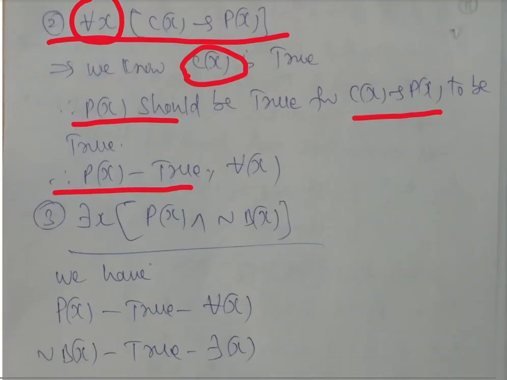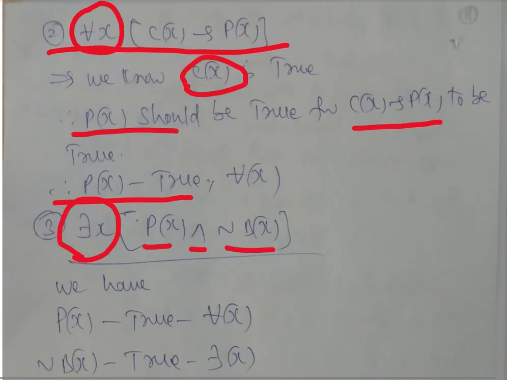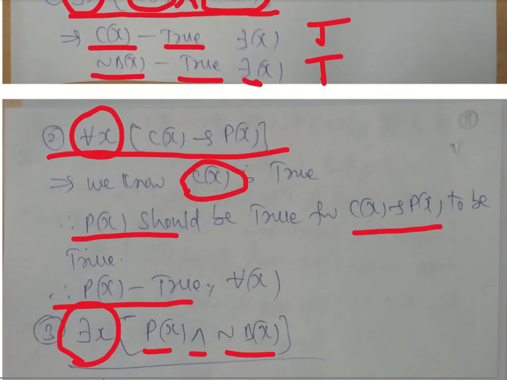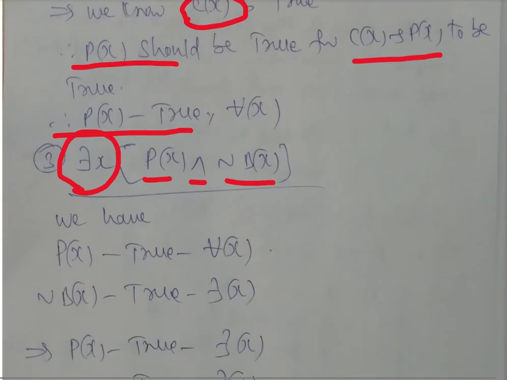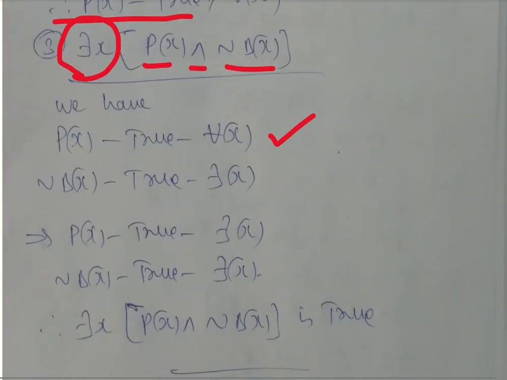Next, what do we have to infer now? For some x, can we have p of x and negation of b of x as true or false, whatever it is? Let us see what we are going to get now. We know that from 1 and 2, p of x is true for all x. Negation of b of x is true for some x.